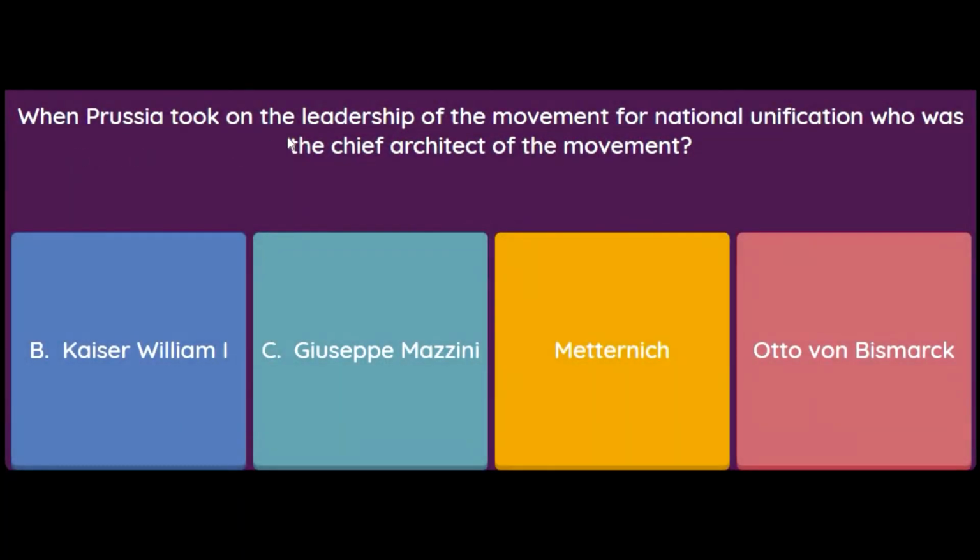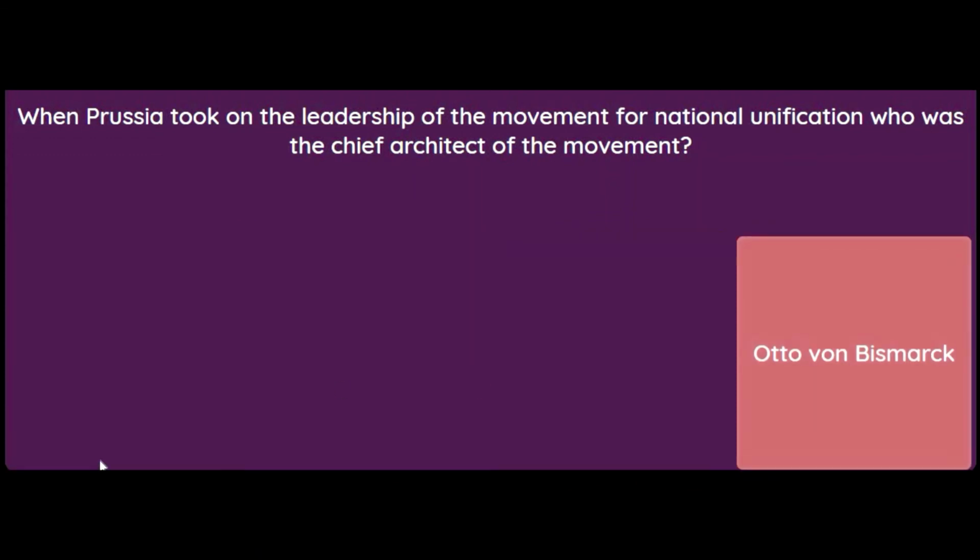When Prussia took on the leadership of the movement for national unification, who was the chief architect of the movement? The options are Kaiser William I, Giuseppe Mazzini, Metternich and Otto von Bismarck. And this is also very easy. We know Otto von Bismarck took on the leadership of the movement for national unification, and also he was the chief architect of the movement. So the answer is Otto von Bismarck.